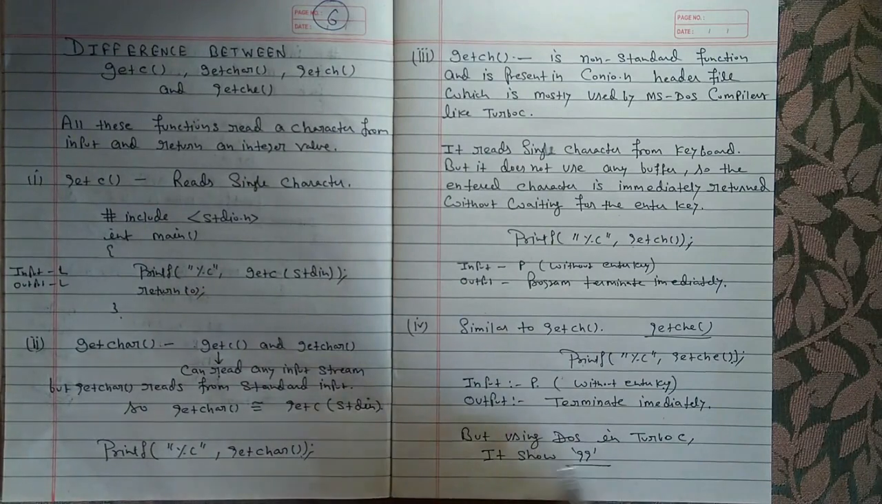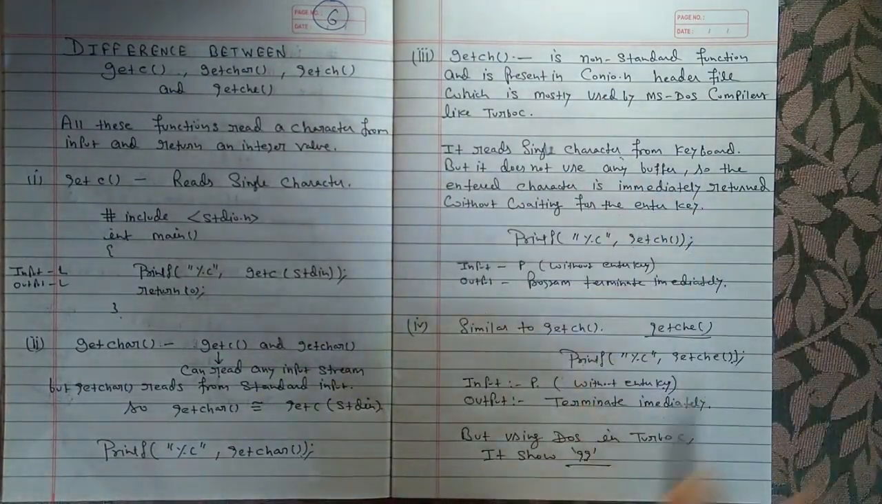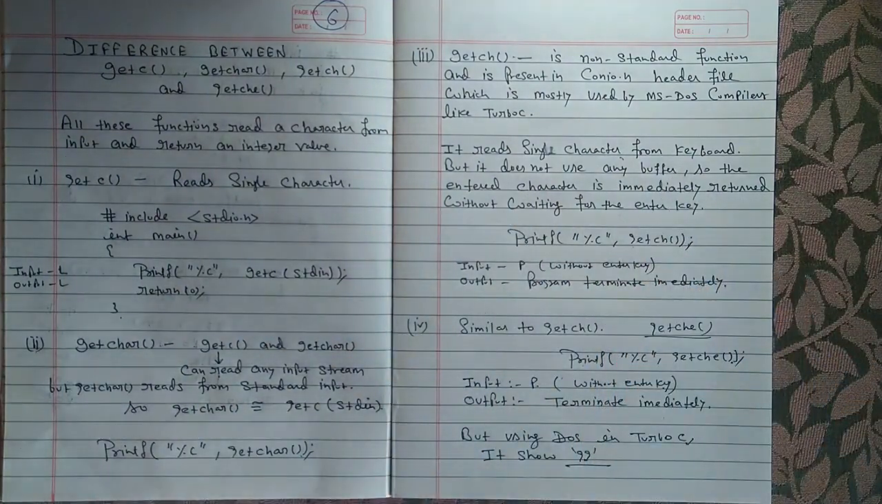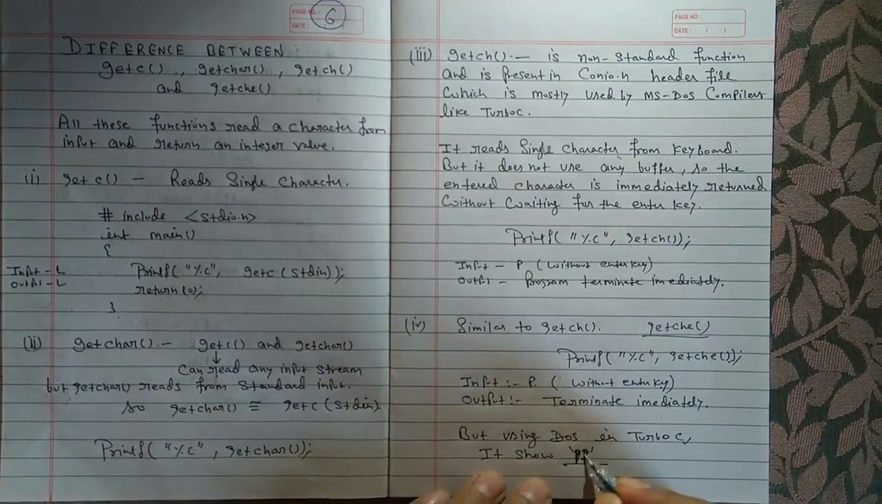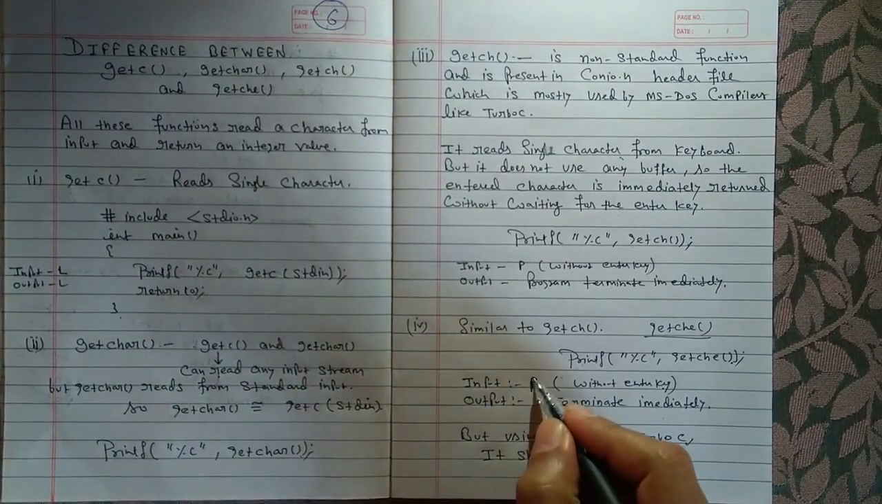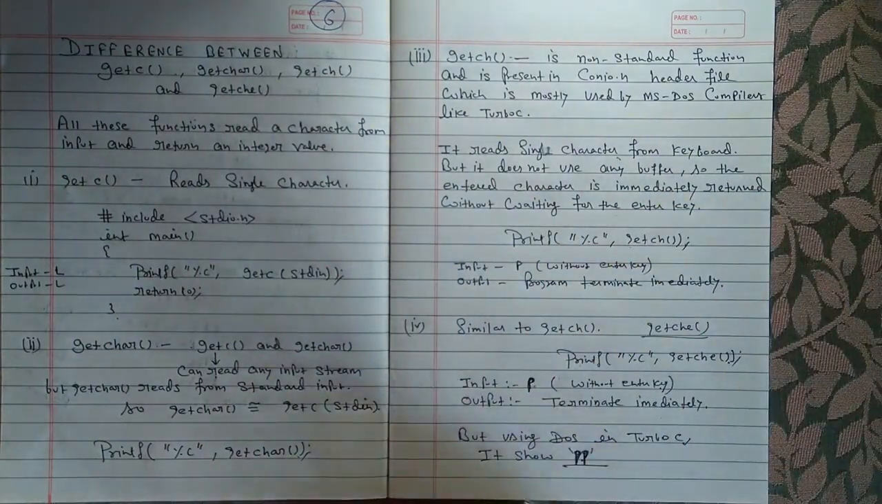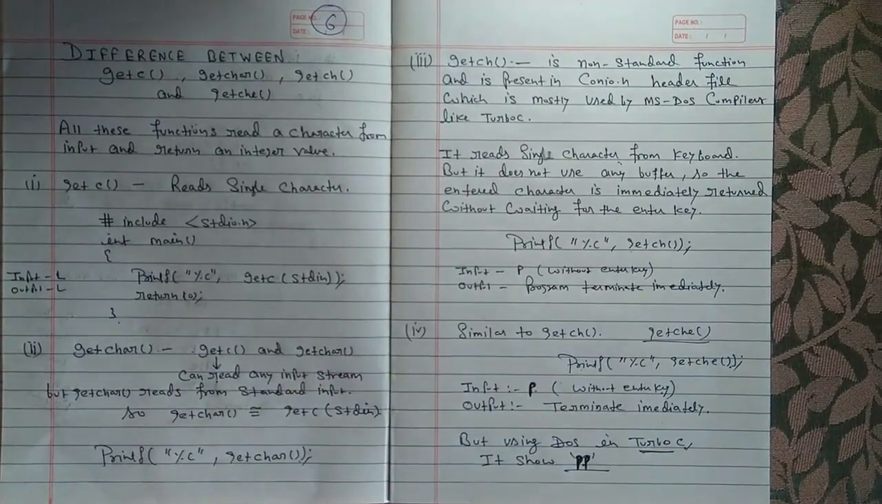But in DOS, if you are using Turbo C, it will show a double P. Here it will show only a single P. Sorry, I said G, but this is P. Because your input value is P, here it will show a single P, but in DOS it will show a double P. So if you are using Turbo C, that is the difference.